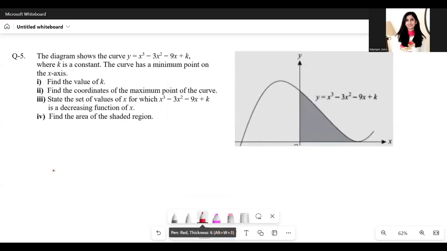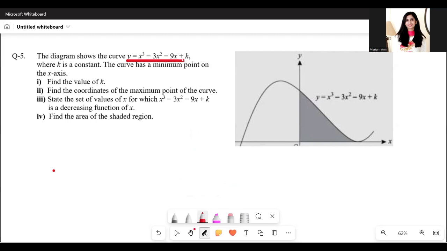The question says that the diagram shows the curve y equals x cubed minus 3x squared minus 9x plus k, where k is a constant. The curve has a minimum point on the x-axis, so right here, and we have to find the value of k. On the minimum point, we know that dy by dx equals 0.